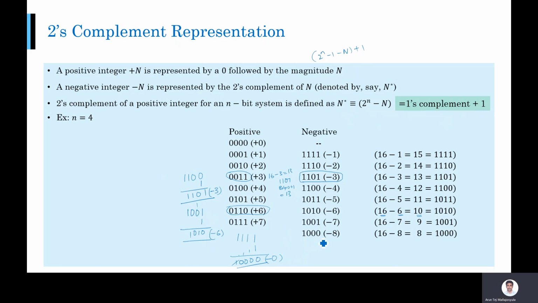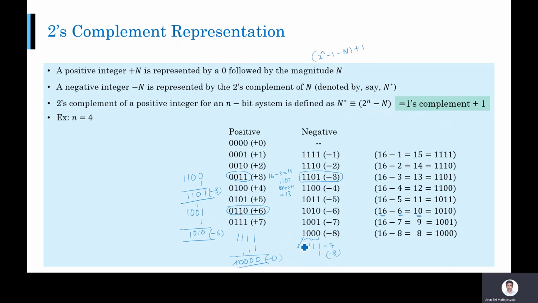1, 0, 0, 0. What is this going to represent now according to 2's complement representation? 1, 0, 0, 0 means it's a negative number because the first digit is 1. That is fine. Then you are left with 0, 0, 0. So 0, 0, 0 means what number? Complement is 1, 1, 1. You add 1 to that. This is 7. You add 1 to that, you will get 8. So therefore, 1, 0, 0, 0 is going to represent minus 8.